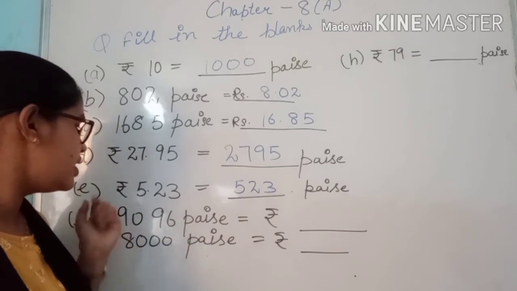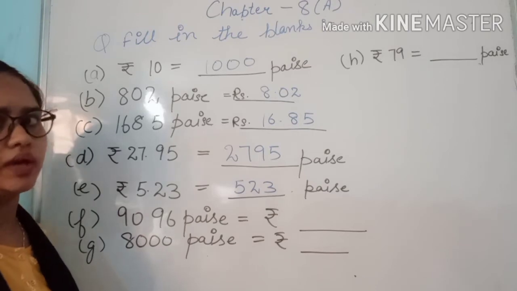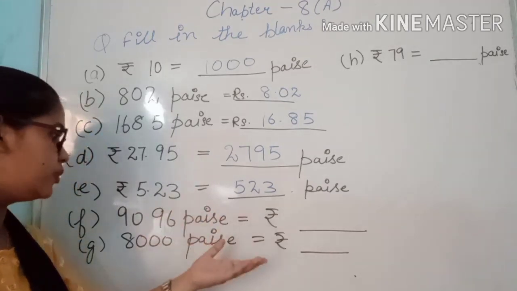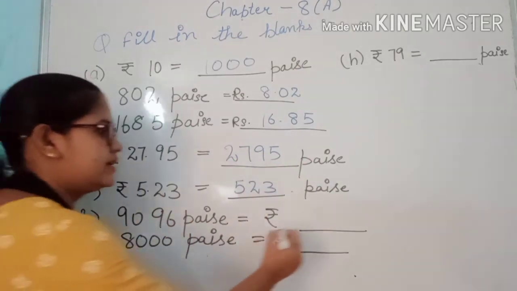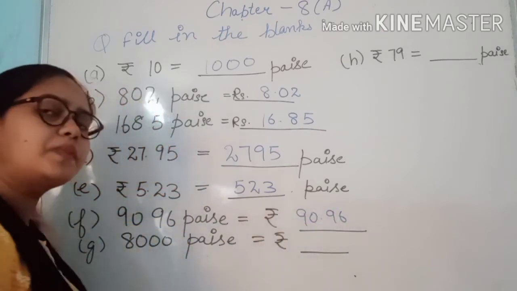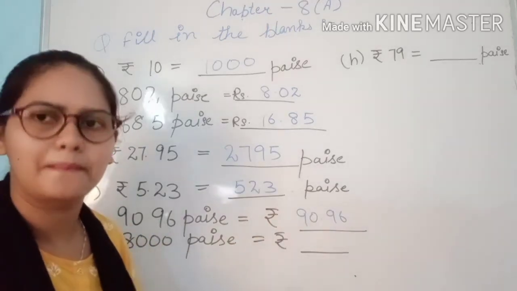Which one is F? Now we have 9096 paisa. Okay, so we have to convert into rupees. So what we will do, we will count from the right side 2 and then take a point. So how much does it become? Rupees 90.96.